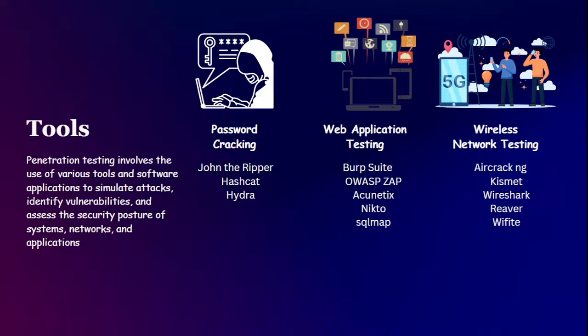Now, to gather information using some more tools: if you want to go for password cracking, you can use John the Ripper, Hashcat and Hydra. For web application pen testing, you can use Burp Suite, Acunetix and SQLMap. If you have good knowledge of web application testing, Burp Suite is one of the best tools. For wireless network testing, you can use Aircrack-ng, Wireshark and Wifite.